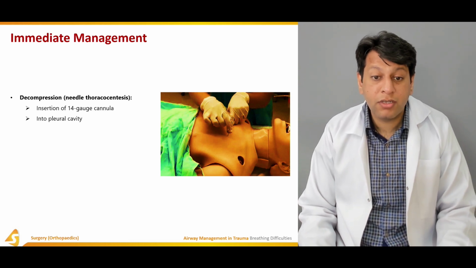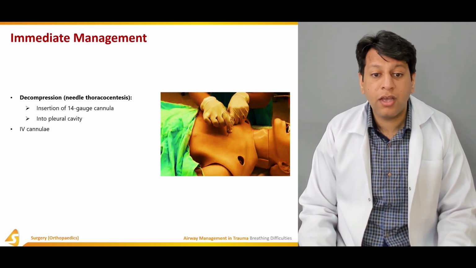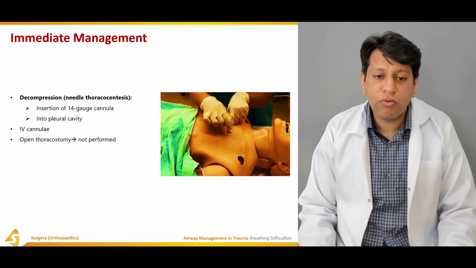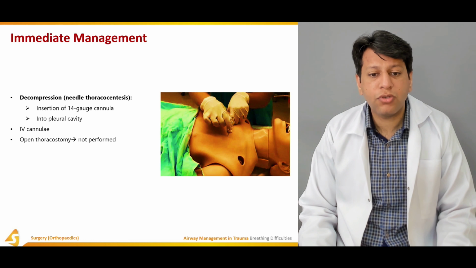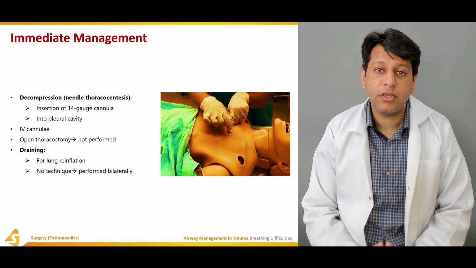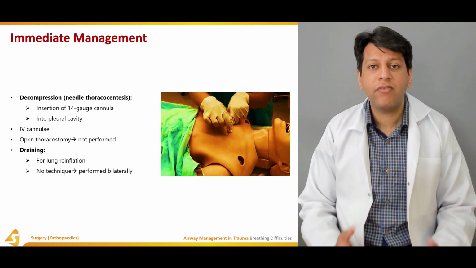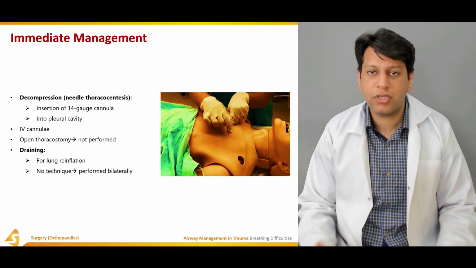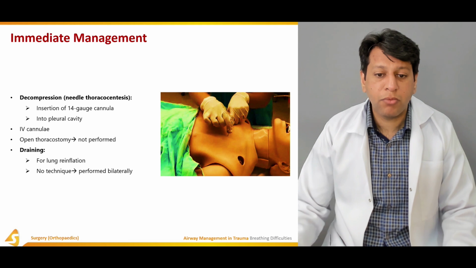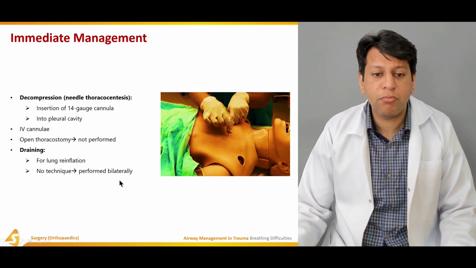As I told you, insertion of a 14 gauge cannula into the pleural cavity. It's simply going to be an IV 14 gauge cannula, and then we can go for open thoracostomy, which is usually not performed, then we can go for drainage. Once we have passed this cannula, it gives us enough time to arrange the system for chest tube insertion, or passing of a chest drain, which is important for lung reinflation. It's not performed bilaterally.